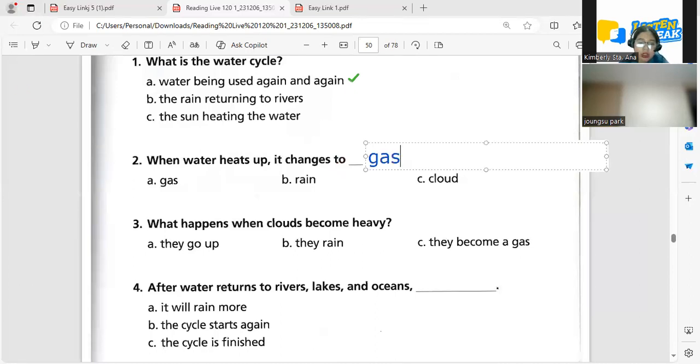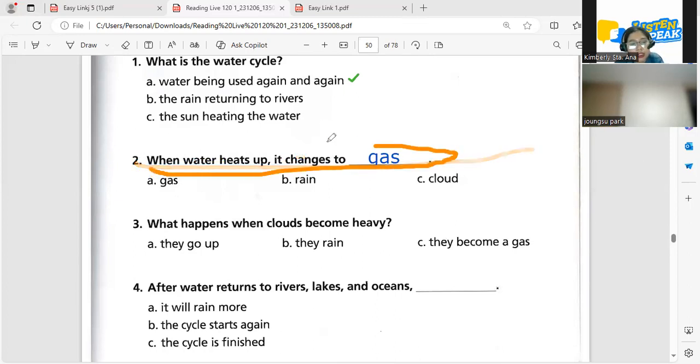Very good. So let's have this one. Can you read it one more time, Jimin? When water heats up, it changes to gas. Let's read it again. When water heats up, it changes to gas. Very good. That's correct, Jimin.